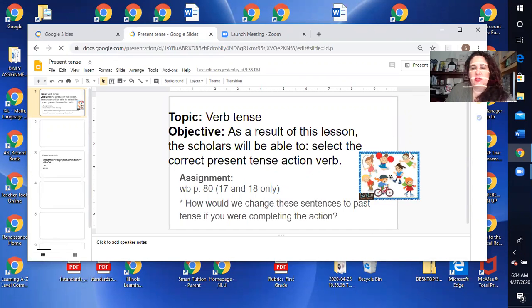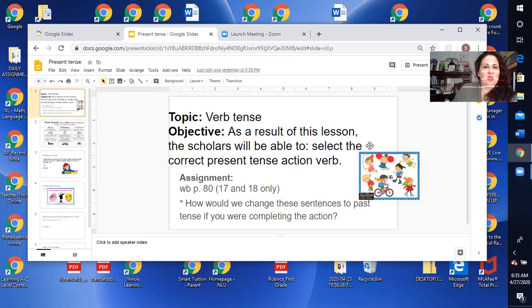So look at this picture. These are children doing things: cheering, swimming, kicking a soccer ball, ice skating on a pond, riding a bike, jumping rope, and golfing. So the verb is going to be the word that tells us what someone is doing.